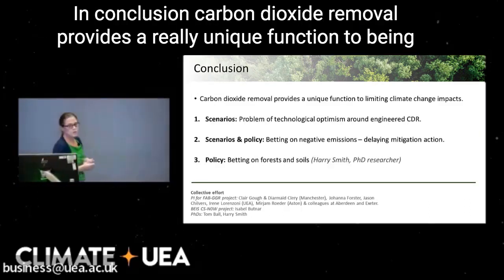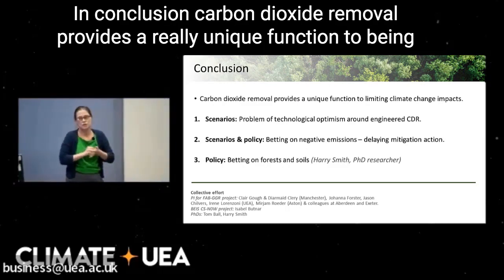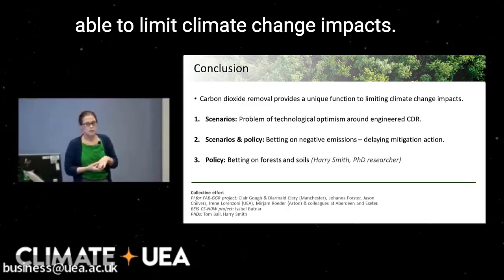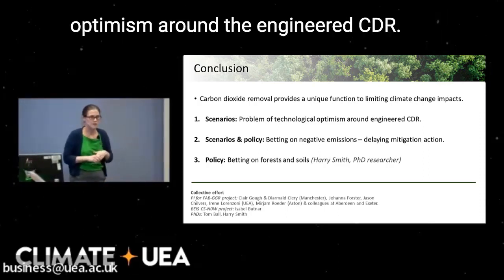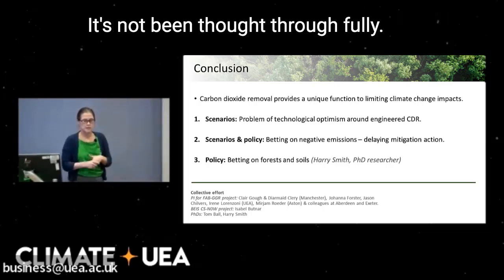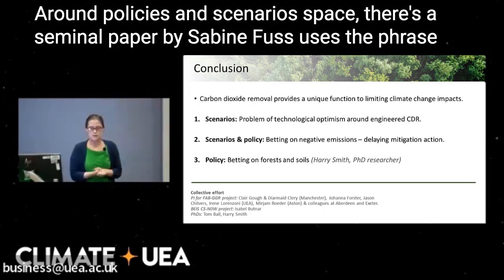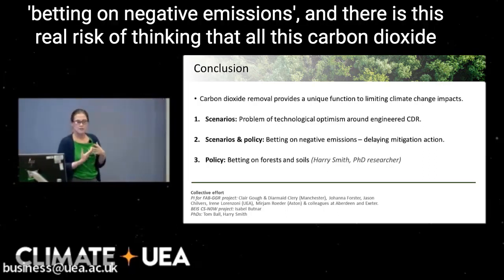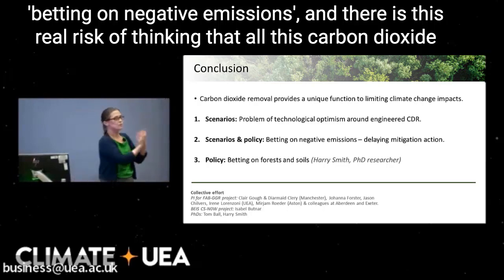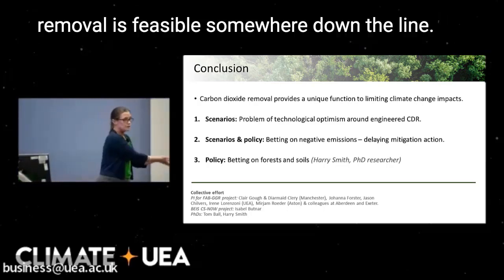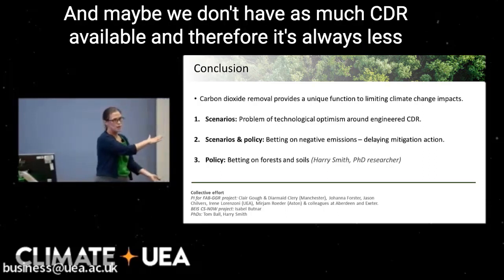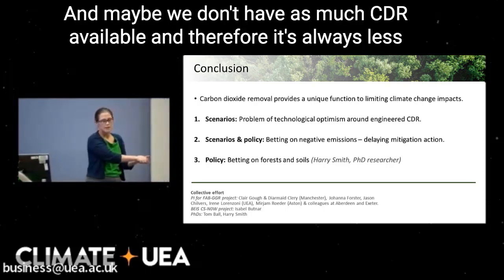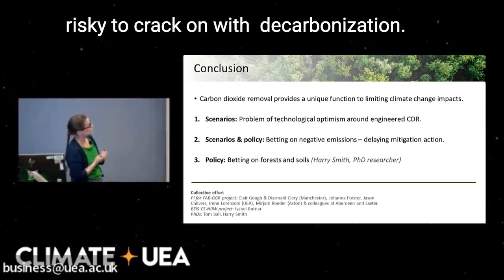In conclusion, carbon dioxide removal provides a really unique function to being able to limit climate change impacts. When it comes to the scenarios, though, there is a bit of a recurrent issue of some technological optimism around the engineered CDR. It's not been thought through fully. Around policies and scenario space, there's a seminal paper by Sabine Fuss that uses the phrase betting on negative emissions. And there is this real risk of thinking that all this carbon dioxide removal is feasible somewhere down the line. And that does become a problem when it turns out some of that feasibility in those models didn't hold out to be as true. And maybe we don't have as much CDR available, and therefore it's always less risky to crack on with the decarbonisation.